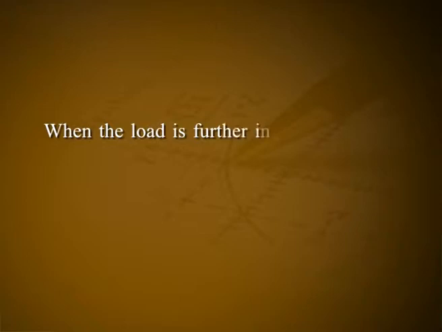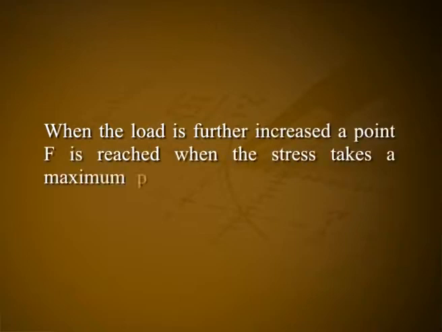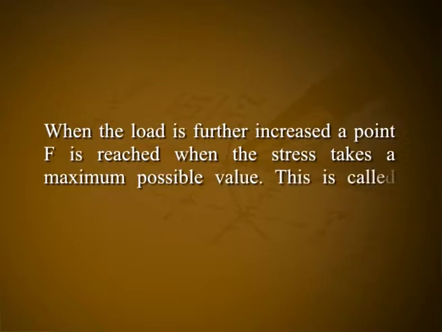When the load is further increased, a point F is reached when the stress takes a maximum possible value. This is called breaking stress. The wire begins to thin down so that its cross section does not remain uniform, which results in an automatic decrease in stress, portion FE of the curve, and the wire snaps or breaks at E, called the breaking point.